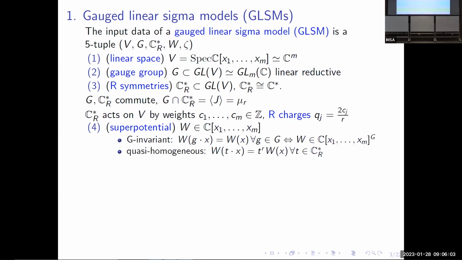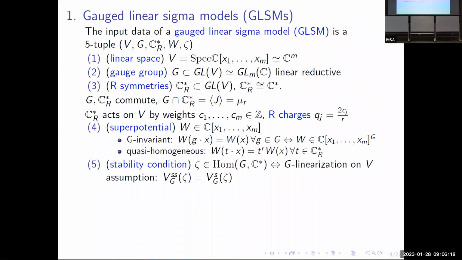W is the superpotential. It is a polynomial function in x1 to xm. It is invariant under the action of the gauge group G and is quasi-homogeneous of degree R with respect to the C star R action. Finally, zeta is the stability condition. It's a G character which defines a G linearization on V.